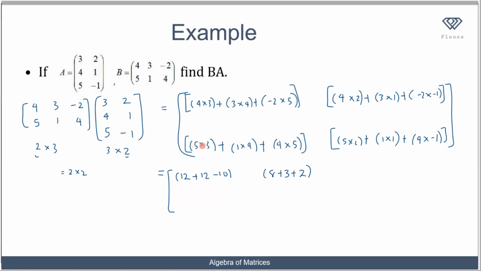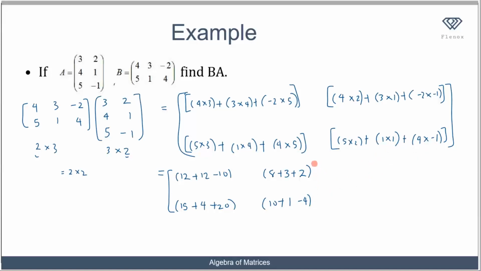Here I'm going to have 5 times 3, which is 15. 1 times 4, which is 4. And 4 times 5, which is 20. And finally over here, I'm going to have 5 times 2, which is 10. 1 times 1, which is 1. And 4 times minus 1, which is minus 4.